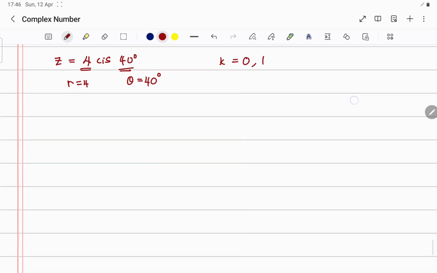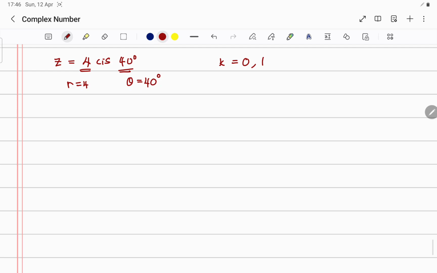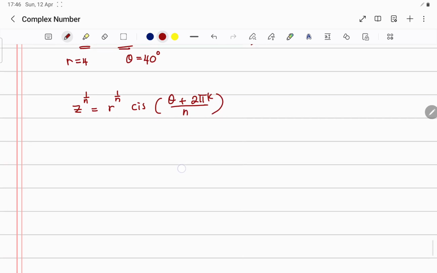And then the formula for the De Moivre theorem is z to the power of 1 over n is equal to r to the power of 1 over n cis theta plus 2 pi k divided by n. Here you substitute n inside, so you're going to get z to the power of 1 over 2, which is r to the power of 1 over 2 cis theta plus 2 pi k, we don't know k yet, over n, where n is equal to 2.